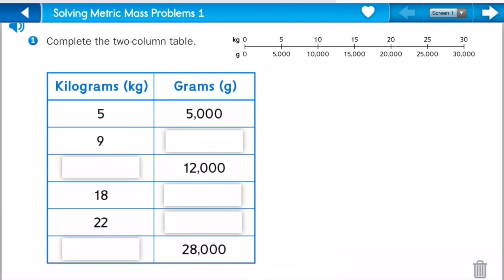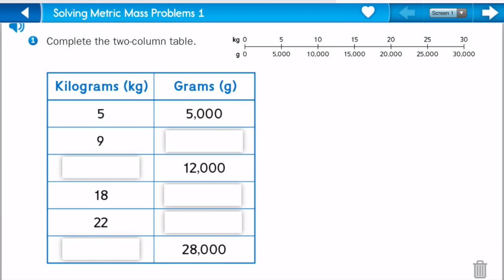Good morning. Today we're going to be solving metric mass problems. Last week we learned about how we change liters to milliliters, and this is kind of the same thing. If we look at this chart right here, we can see that 5 kilograms equals 5,000 grams. 10 kilograms equals 10,000 grams. 15 equals 15,000, 20 equals 20,000, and we just keep going down there.